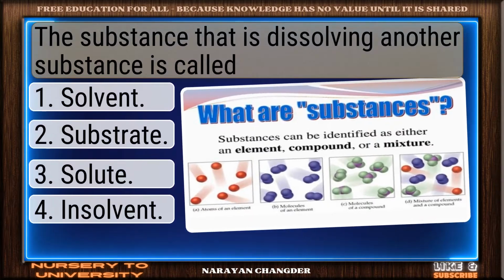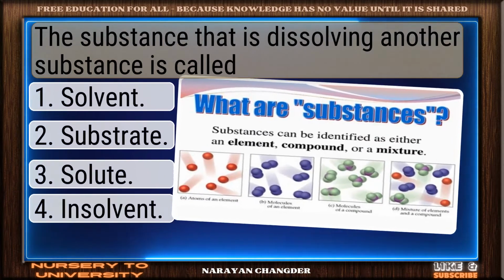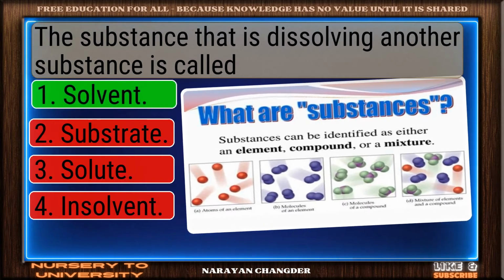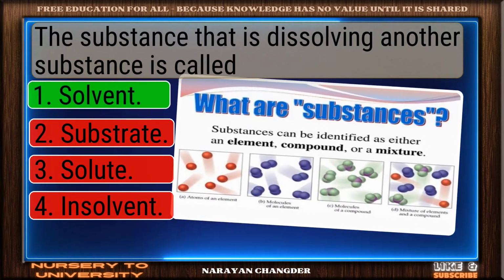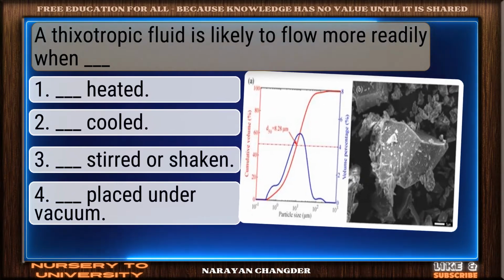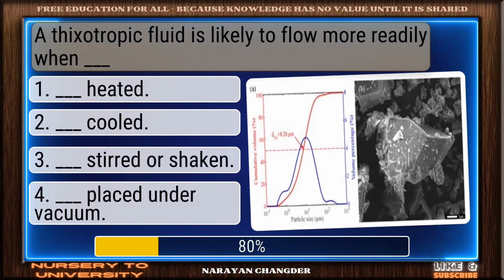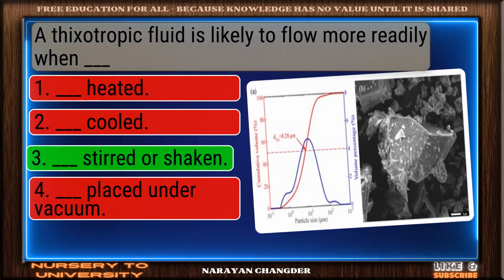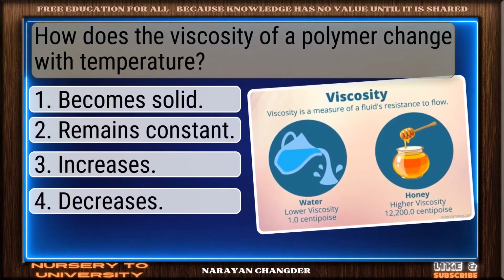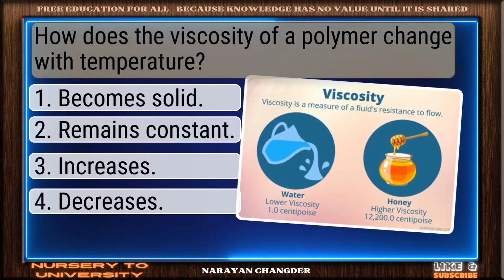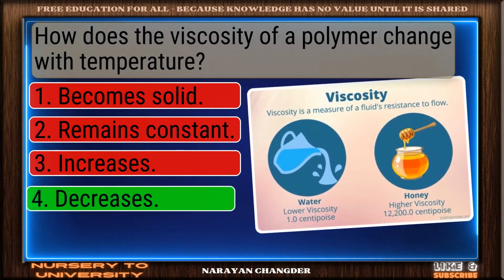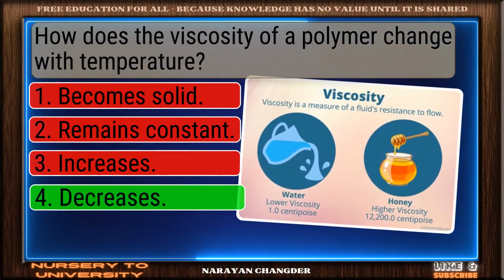The substance that is dissolving another substance is called. Smart pick. Solvent is the correct choice. A thixotropic fluid is likely to flow more readily when dash. Exactly. Dash stirred or shaken makes sense, and it is the right choice. How does the viscosity of a polymer change with temperature? Bravo! Decreases is the answer.